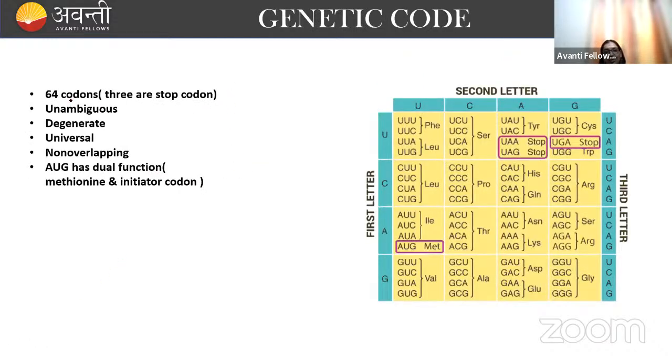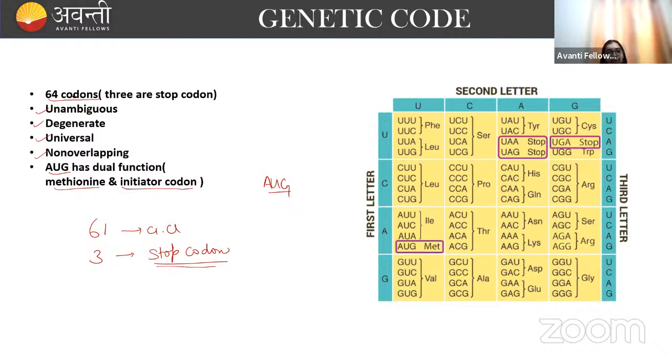Moving next is the genetic code. Remember these properties of the genetic code. These are very important. We know that there are 64 codons. Out of these 64, 61 code for amino acids and 3 are stop codons. And we know that AUG is the start codon, which performs a dual function. It codes for methionine, and it also acts as a start codon or the initiator codon.